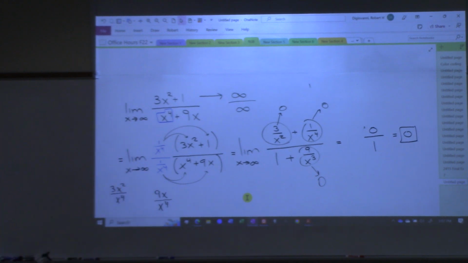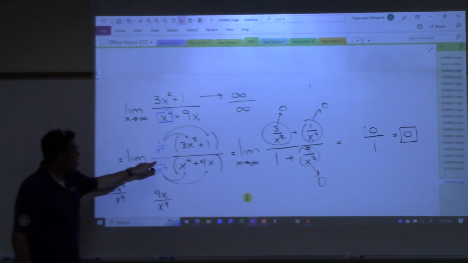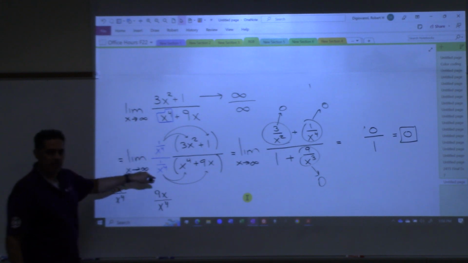So the rule of thumb again is when you have infinity over infinity, you look at the denominator, you find the highest power, and then what you do is you come in with 1 over that power on the top and bottom. Let's do another one.